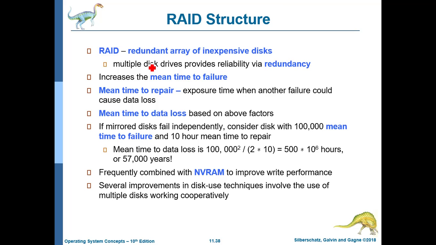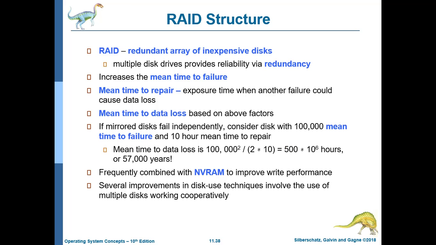We have an example here. If mirror disks fail independently, consider a disk with a 100,000 hour mean time to failure and a 10 hour mean time to repair. The mean time to data loss is 100,000 squared divided by 2 times 10. Where do you get the value of 2? Since it is a mirror disk, it is composed of 2 disks. The 10 is the 10 hours mean time to repair. This is equal to 500 times 10 raised to 6 hours, or 57,000 years. That will be the mean time to data loss.